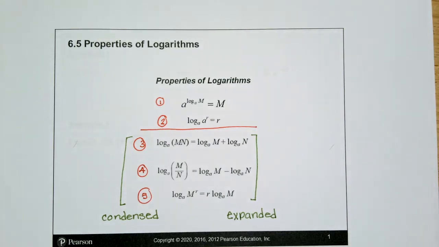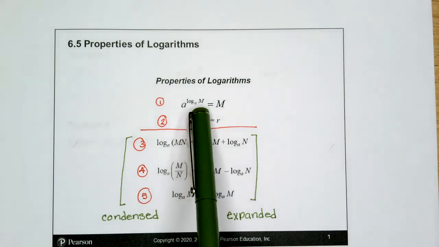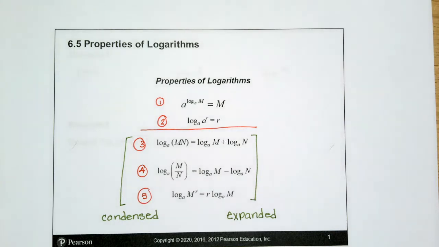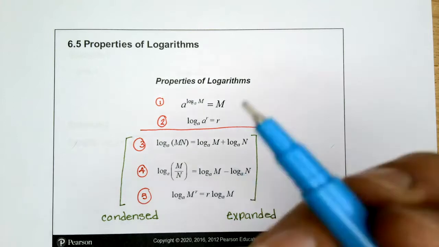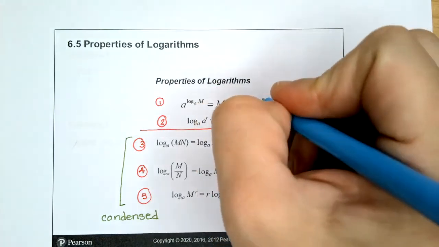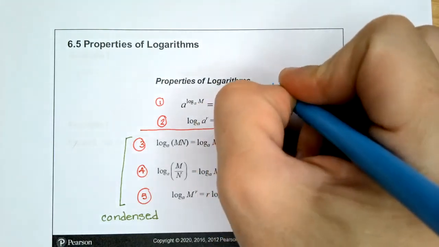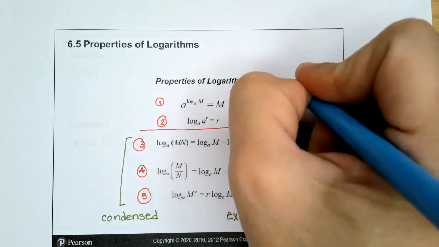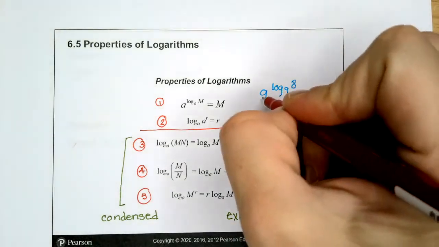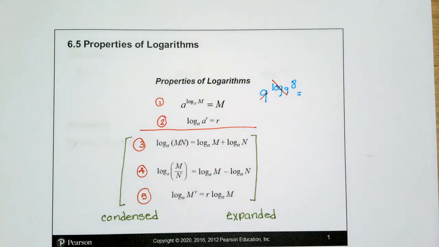Okay, so number 1 says if you have a base of A and it is being raised to the power of an exponent that is a log, and your log has the same base A as the base of the exponent, base A and the logarithm base A undo each other, and you are left with whatever it is the log of. You are left with M, right? So for example, if I had 9 to the power of log base 9 of 8, the 9 and the log 9 would cancel out, and I would just be left with 8.